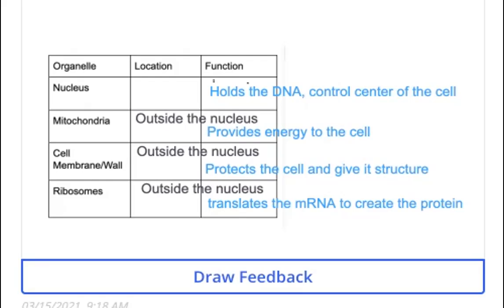Good. I see a lot of you now texting. Good. Elijah, fill it in correctly, please. Annabella, go ahead and fill this in. Cell wall and membrane. Again, it's outside the nucleus. It protects the cell and gives it structure. And then ribosomes, again, are outside the nucleus, but they translate or they create the protein. So Lila, make sure you're with us on number 17.